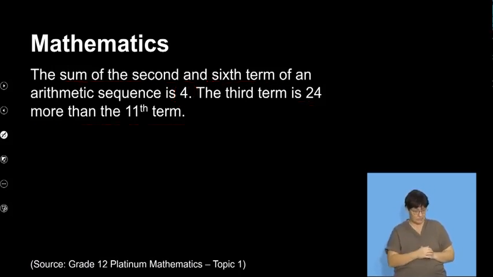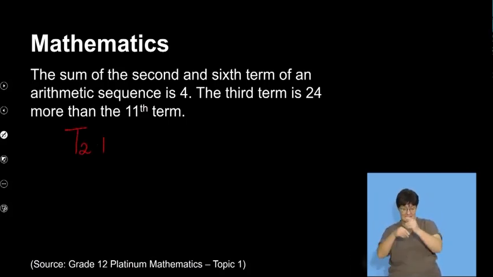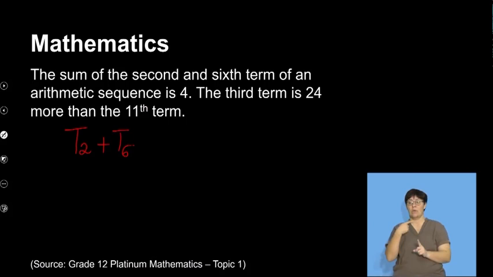So for the first part, if I'm saying that the sum of the second and 6th term, the second term would be T2 and the 6th term would be equal to T6. So the sum of T2 and T6 is 4.